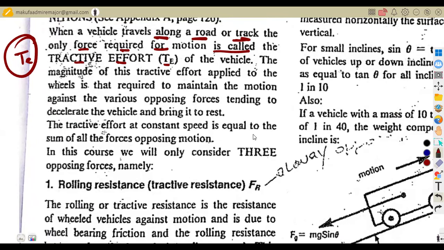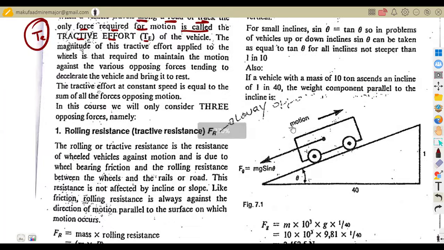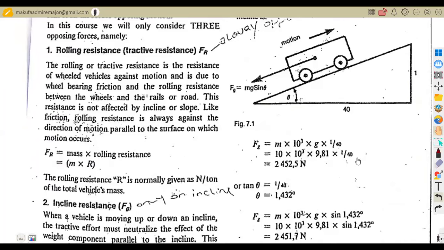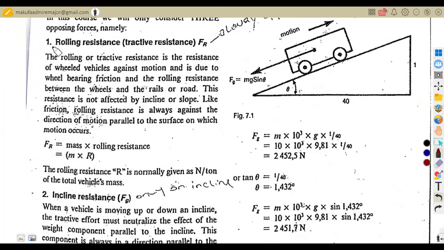So in our syllabus, we are going to be talking about the three forces that tend to oppose the object's motion. It was supposed to be moving, but it is being opposed, first, by the rolling resistance, which is the tractive resistance. This is on a condition when you are dealing with level ground. Let's say you are on level ground, and the object is supposed to be going one way, but it is being opposed. That is the idea behind the rolling resistance.